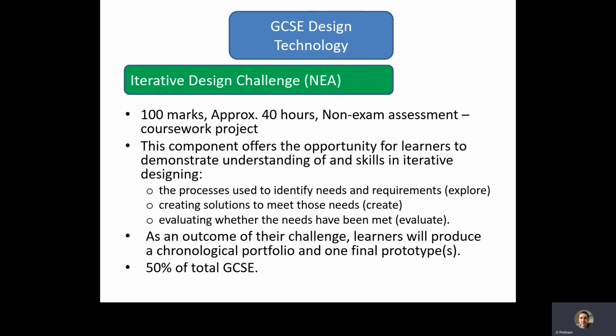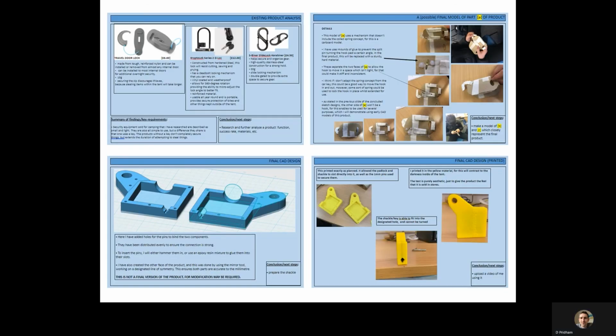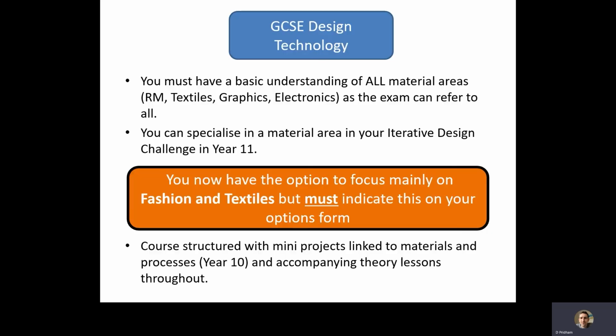And that allows flexibility around the material areas they work with. Typically, this is what that looks like. So this is an example from a year or two ago where a student has identified a problem around tent security at festivals, and they've worked through the process of looking at existing products, coming up with their own ideas, getting lots of feedback, and ultimately producing a 3D printed plastic locking device for the doors on their tent. So that was a nice example of what that looked like.